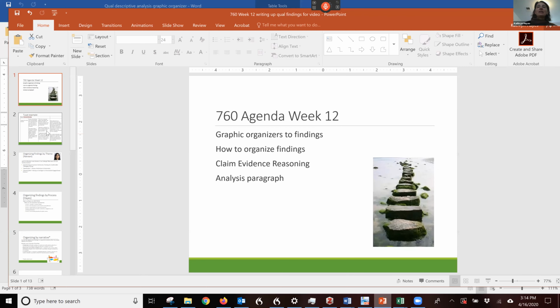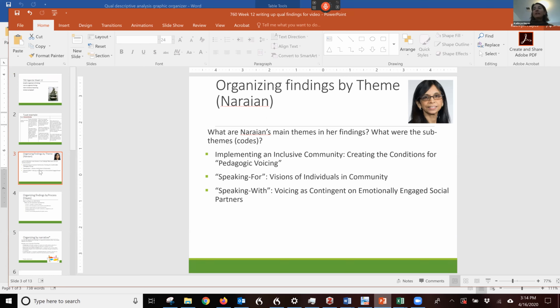Okay, so I'm going to go over 3 different ways to organize your findings. Now, for the pilot study, you only have one theme, so maybe this won't matter quite as much, but you still may have themes, processes, or narrative. But for your dissertation, if you're doing a dissertation, these things will matter a little bit more. So we all looked at Marion in class and did a discussion about how she themed her findings, right?